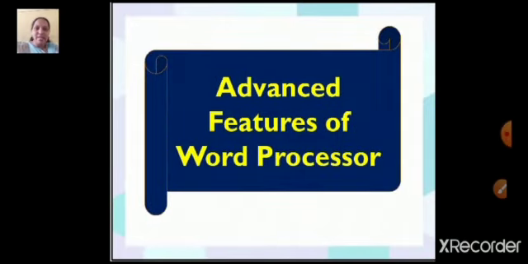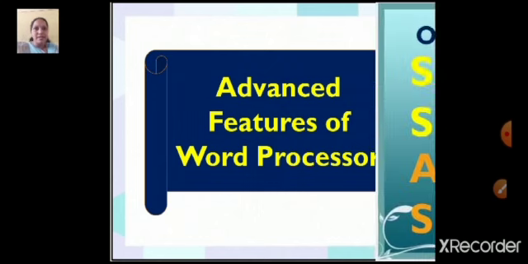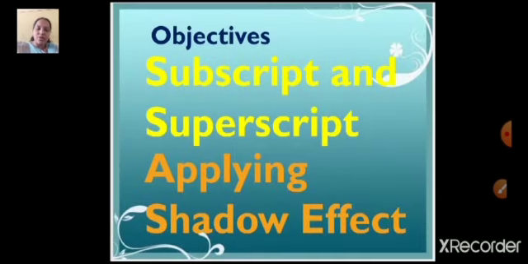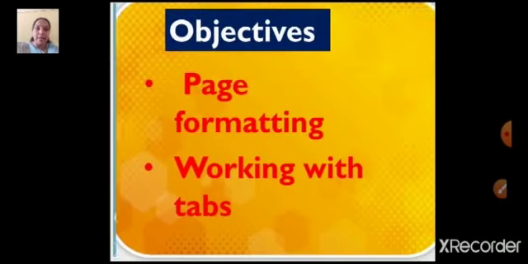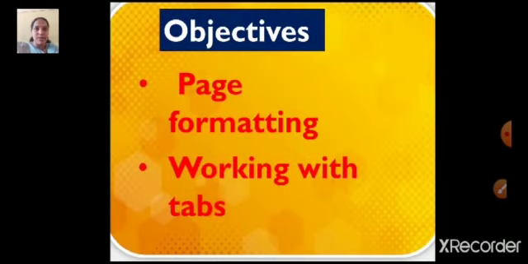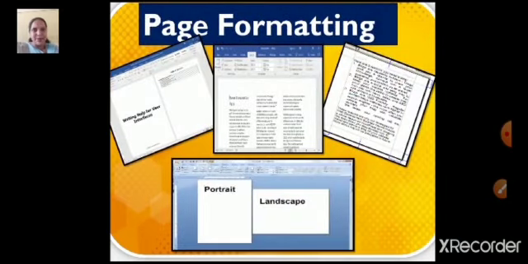We have started learning about advanced features of word processor. So we were learning about the more options which we have in MS Word. In the previous video, we came to know how to use the superscript and subscript option, applying shadow effect, and in the last video we learned page formatting and working with tabs.